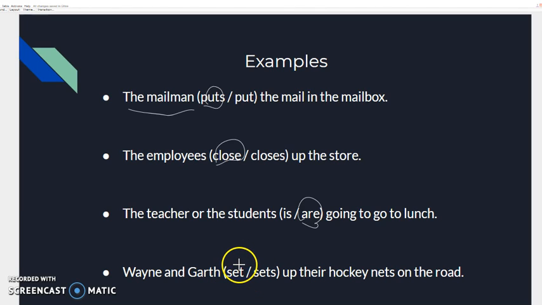And that is subject-verb agreement. Hope you learned something.